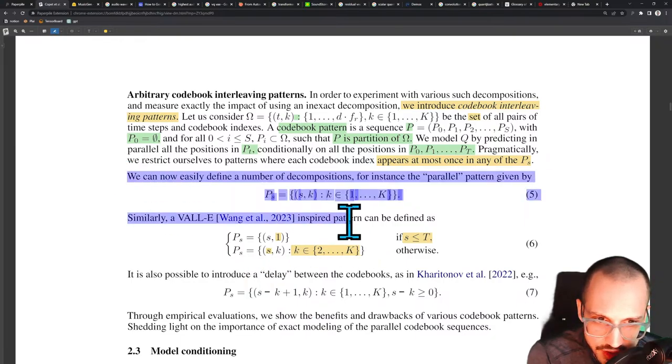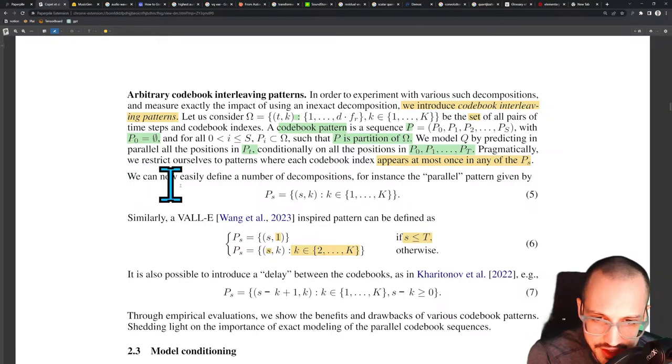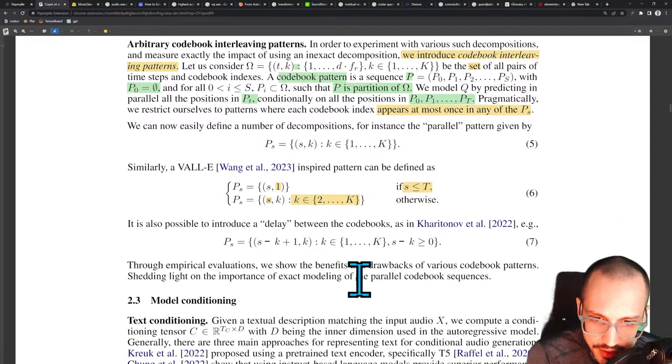So is this just an unnecessarily complicated way of saying that we basically use the first codebook for everything, and then we mash together all the other codebooks? It is also possible to introduce a delay between the codebooks. S minus K plus 1 K, where K is from 1 to K and S minus K is greater than or equal to 0.